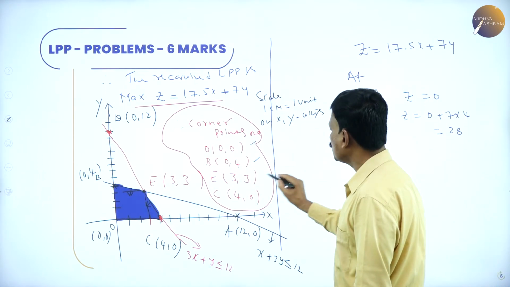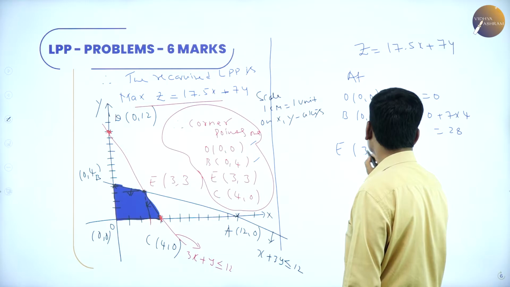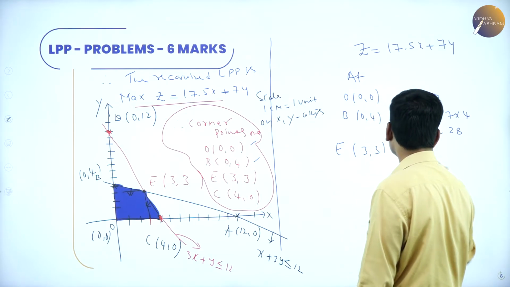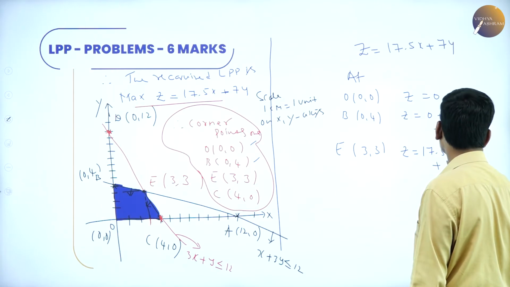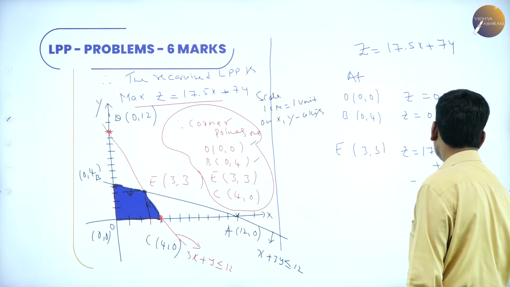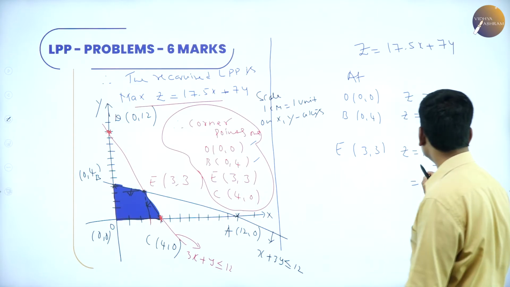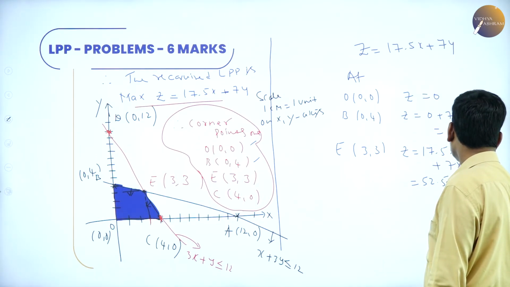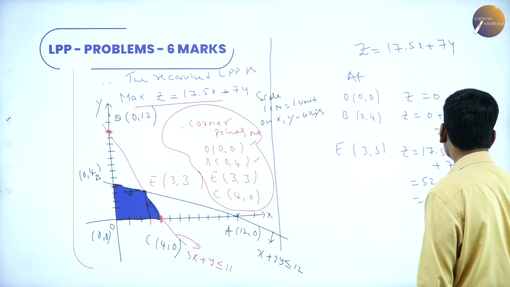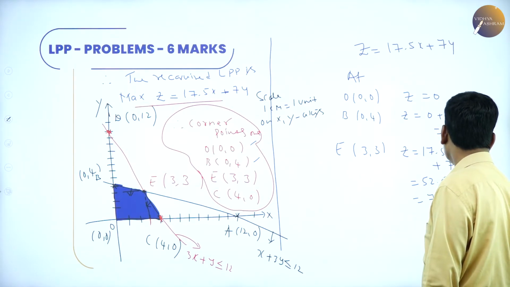Now, at E, what is E? 3 comma 3. Z is equal to 17.5 into 3 plus 7 into 3. What is this equal to? So, this is equal to 52.5 plus 21. So, this is nothing but 73.5.